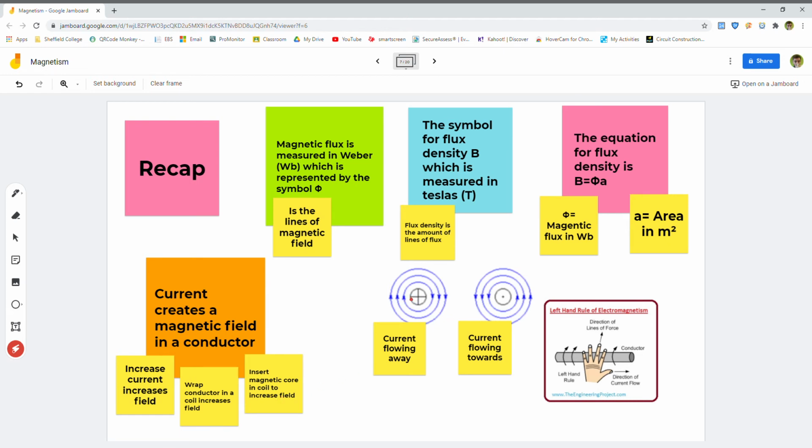And then finally we have these last two diagrams. So the cross represents the current flowing away, with the dot representing the current flowing towards.